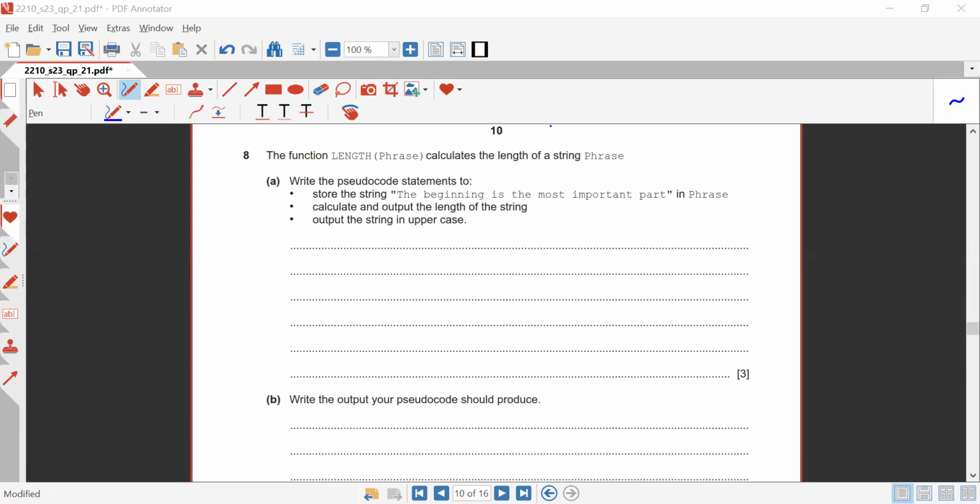Do remember we need to output it in the uppercase. So how are we going to do that? First of all, we need to assign it. So phrase will be assigned with a value, because it's a string, so it will be in the double inverted commas: The beginning is the most important part.